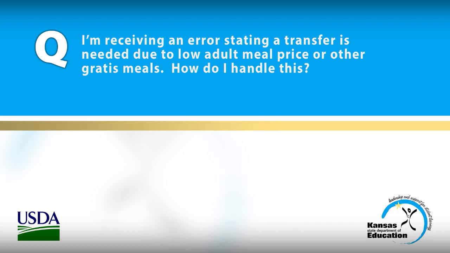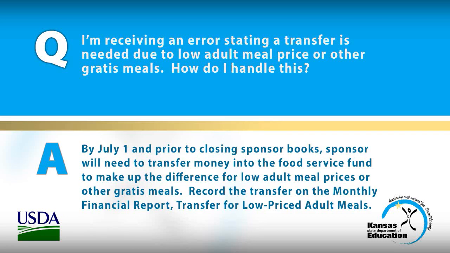Here's a common question. I'm receiving an error stating a transfer is needed due to low adult meal price or other gratis meals. How do I handle this? The answer is, by July 1st and prior to closing sponsor books, the sponsor will need to transfer money into the food service fund to make up the difference for low adult meal prices or other gratis meals. Record the transfer on the monthly financial report, Transfer for Low-Priced Adult Meals.